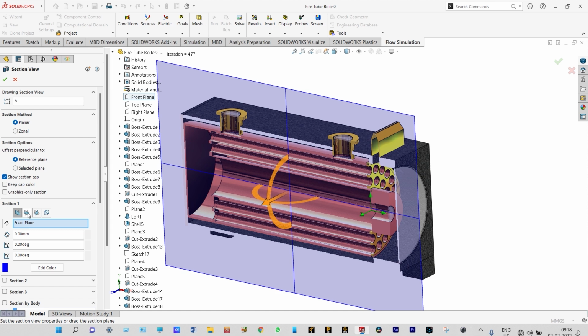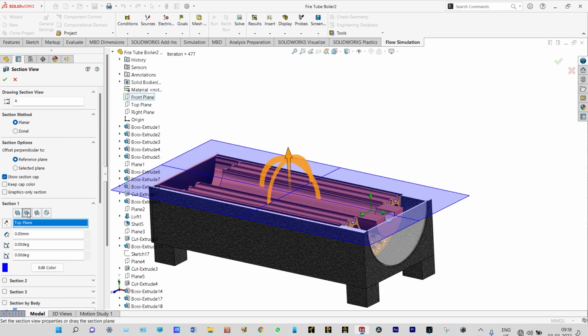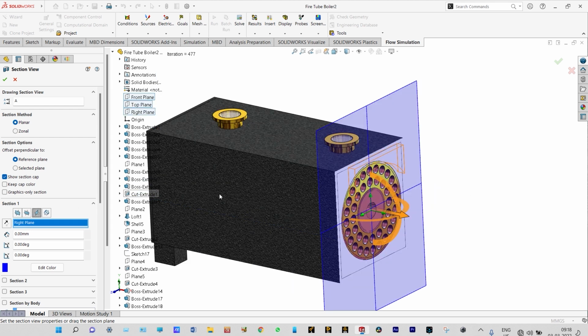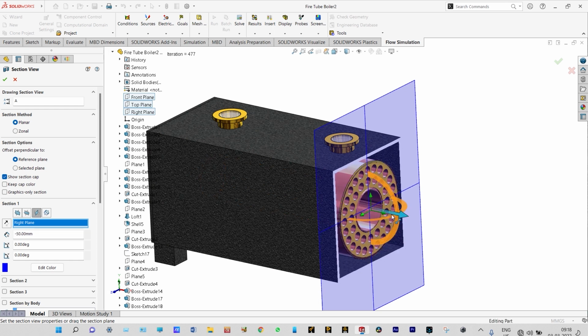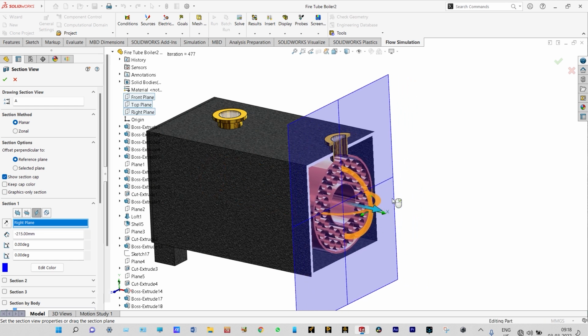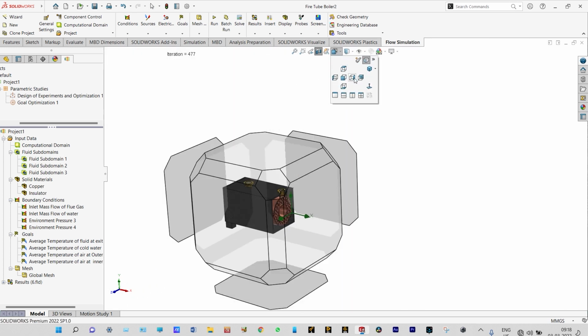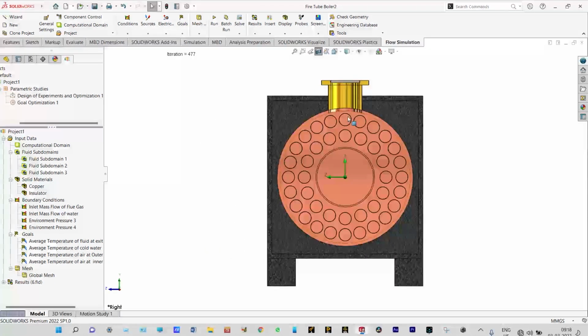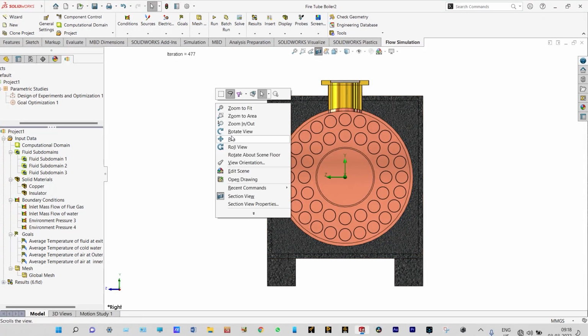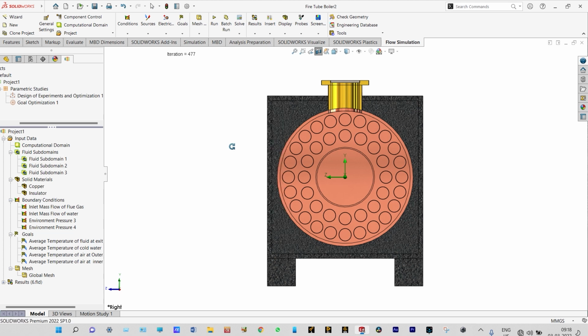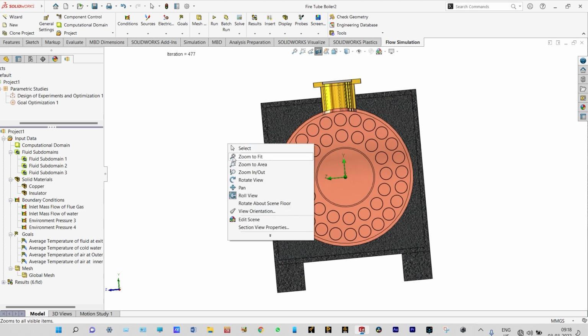We'll cut it from the right plane and see the view. Let us have a segmented view from this one. You can see, if we have a segmented view from the right plane, it is not clearly understood. Let us have some rotation of this one.